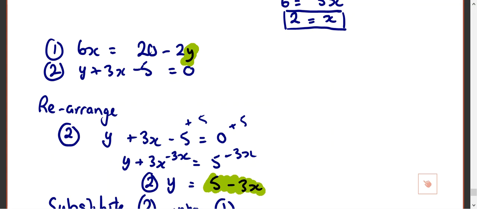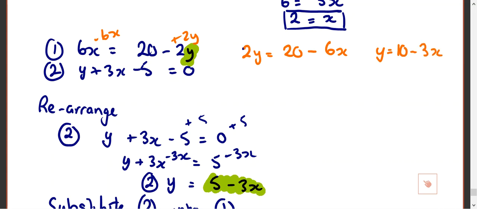So should we rearrange these both into y equals mx plus c form? So number 1, if I add 2 y's and then subtract 6x's, I get 2y equals 20 minus 6x. Happy with that? I did 2 steps in one go. What would I do now? Divide by 2 gives you y equals 10 minus 3x. What did this one end up being? y equals 5 minus 3x.